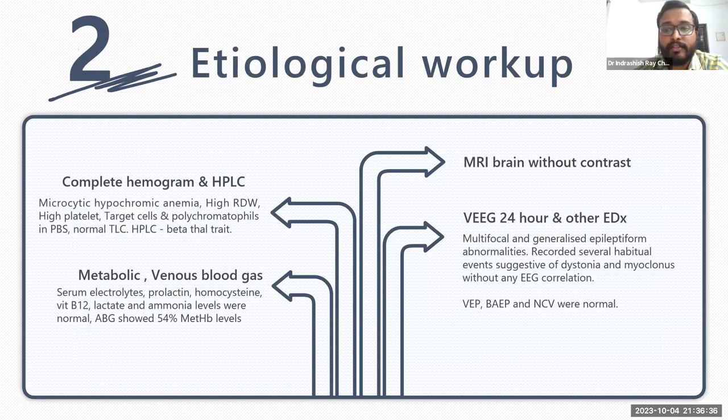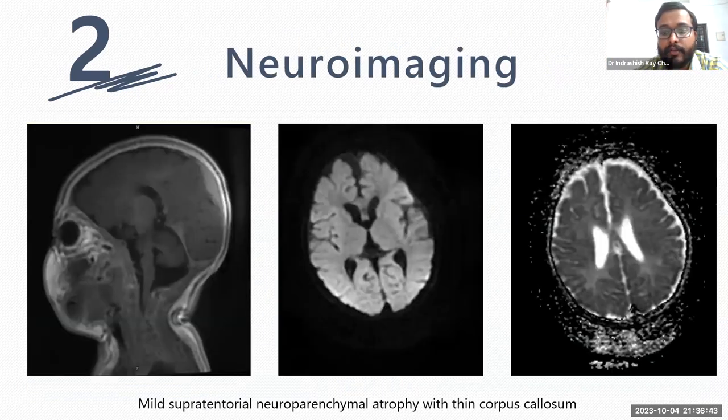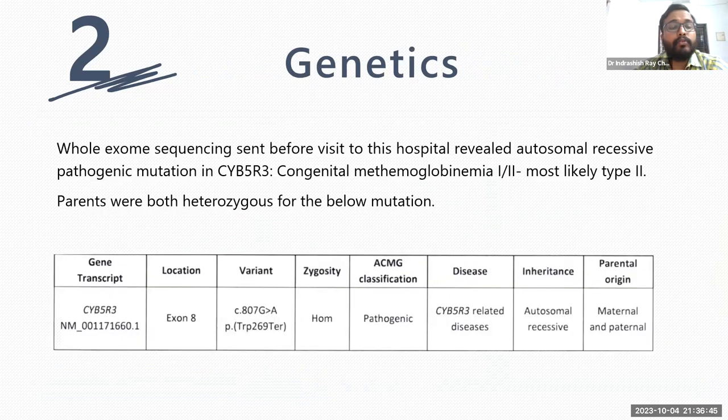Video EEG was multifocal generalized epileptiform abnormality. MRI brain shows mild supratentorial neuroparenchymal atrophy with thin corpus callosum. So we suspected a CP mimic in this child, and we sent a whole exome sequence, which revealed a CYB5R3 exon 8 mutation, a premature stop codon, tryptophan base 269, which is pathogenic, maternal. Both mother and father are carriers.